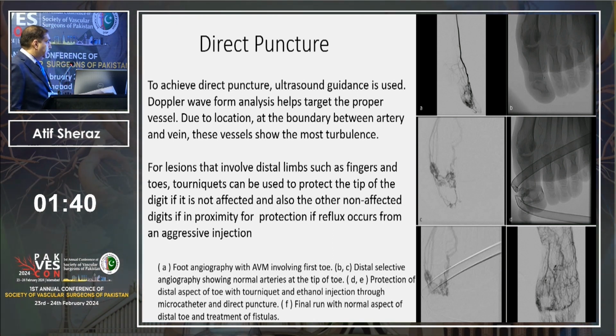So to achieve direct puncture, ultrasound guidance is used. Doppler waveform analysis helps target the proper vessel. Due to location at the boundary between artery and vein, these vessels show the most turbulence.